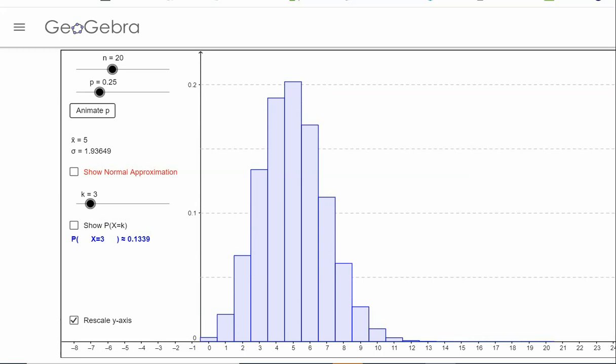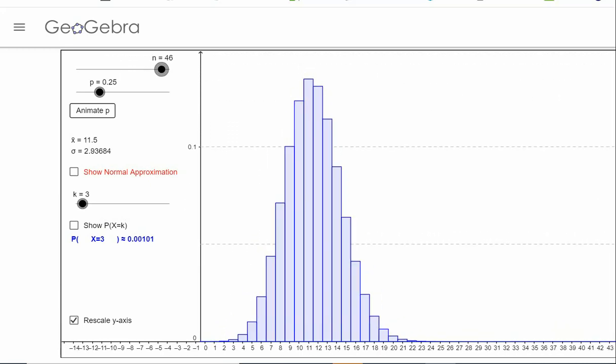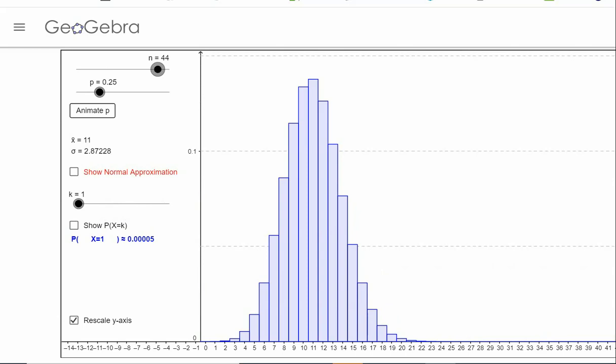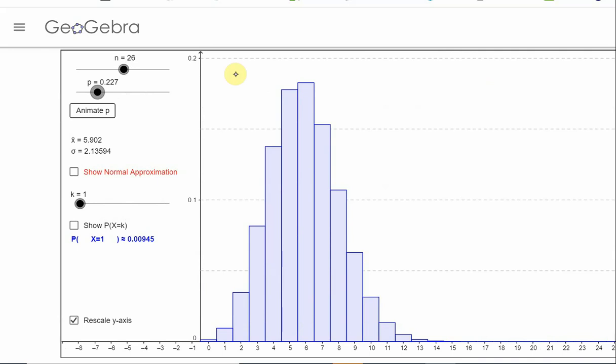Up here I can drag the sample size, so I can go anywhere between 0 and 50. Unfortunately I can't go further than that. And here I can change the probability. These bars, you can see here in the middle it says 7, so 7 should really be a straight line, but just so you can appreciate what I'm trying to tell you, the bars are really useful.